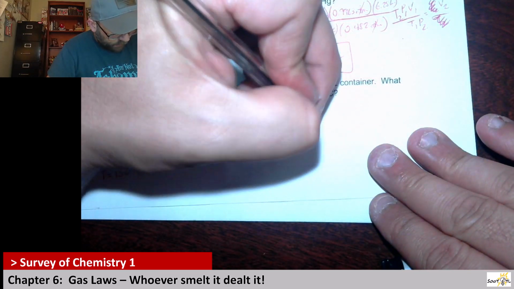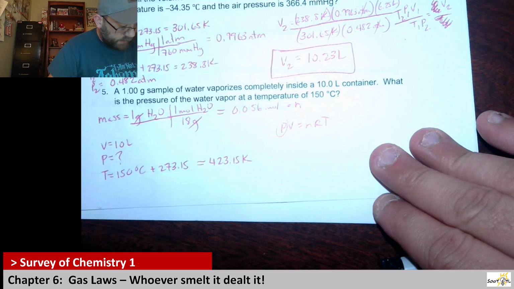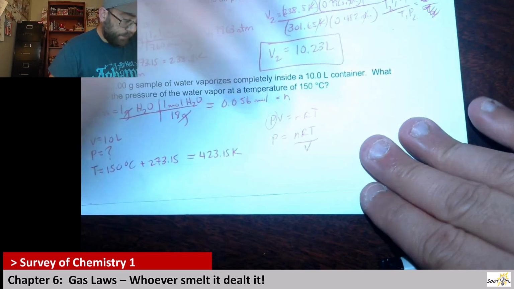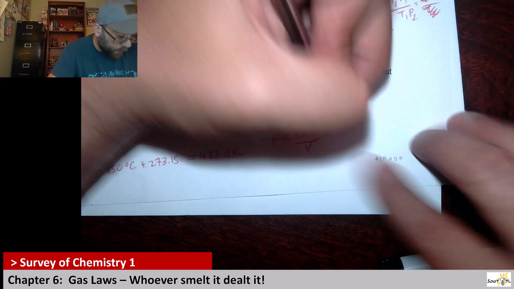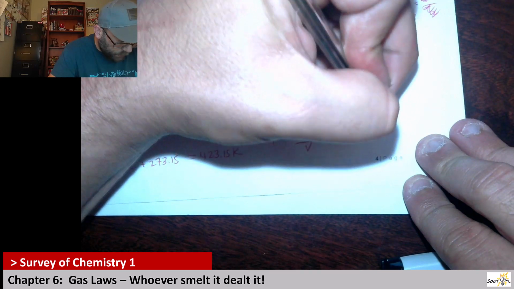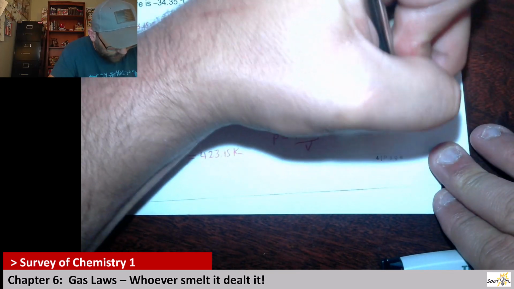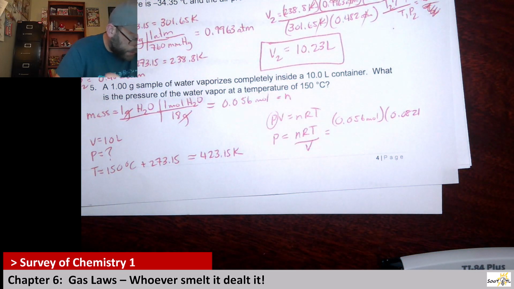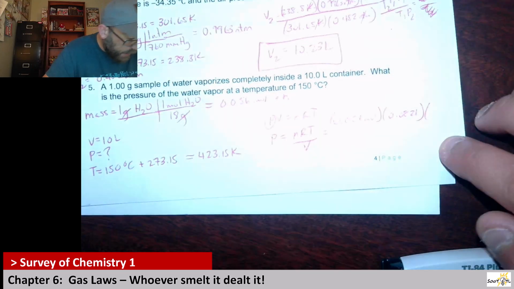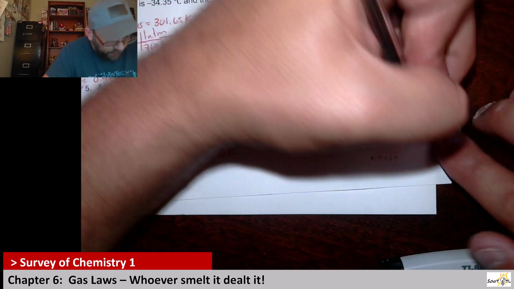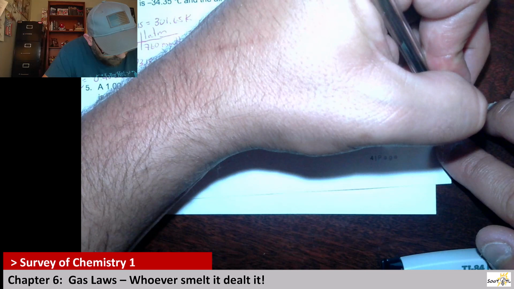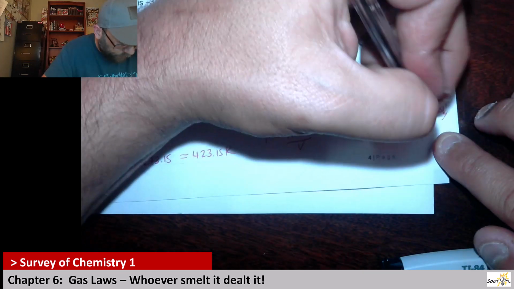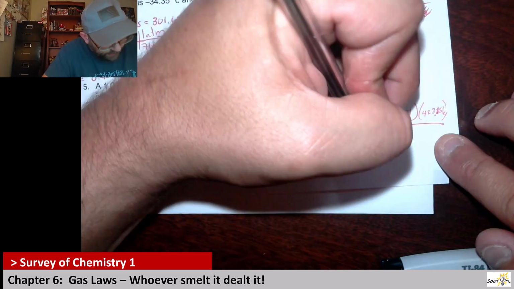Now, it wants the pressure. Isn't PV equal to nRT? We need P by itself, so P would simply be nRT over V. So I get 0.056 moles times 0.0821 liter atmosphere per mole Kelvin. I'm running out of room, so I can't put all the units. And then my temperature is 423.15 Kelvin, and then the 10 liters.